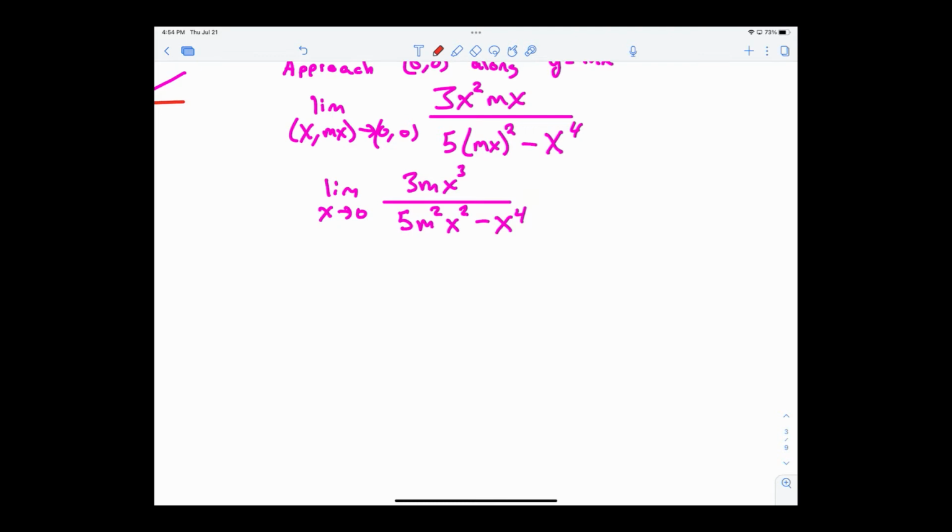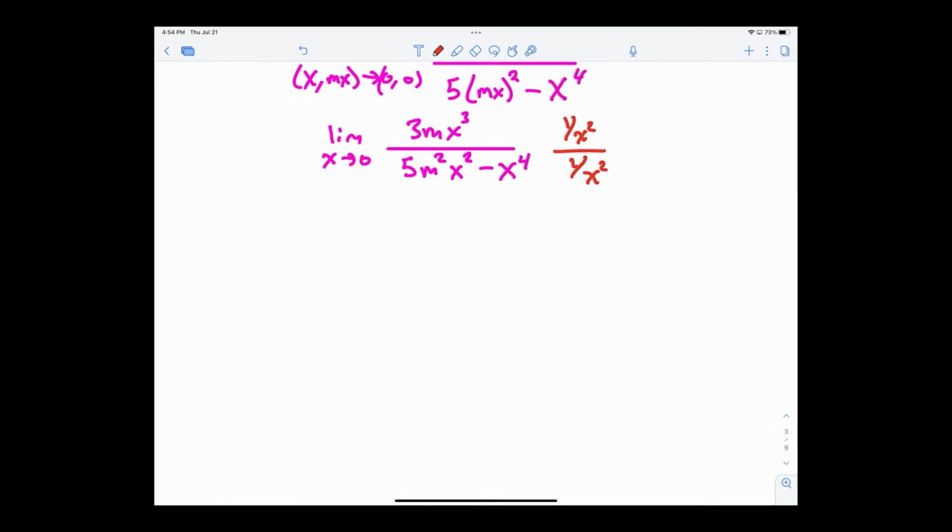You can divide every term by x cubed or x squared or x to the 4th. I think what I want to do is divide every term by x squared. We'll try that. If I multiply by 1 over x squared, that'll be a 0 there, and then on the bottom it'll be fine. So basically divide everything by x squared.